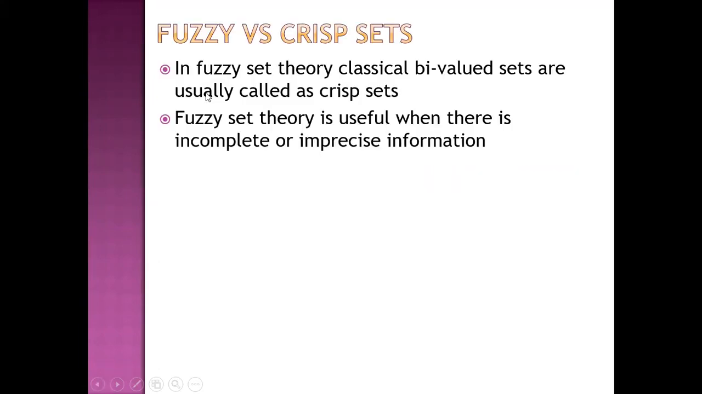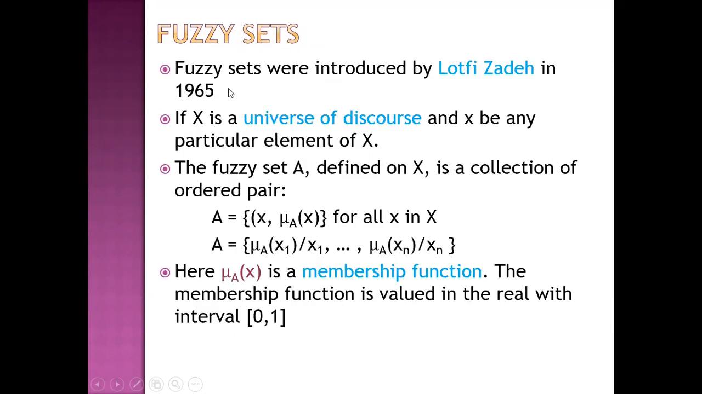code. In fuzzy set theory, classical bivalued sets are usually called crisp sets, and its members are crisp numbers. Fuzzy set theory is useful when there is incomplete or imprecise information, as we will see later and in my subsequent lectures. Fuzzy sets were introduced by Zadeh in 1965.